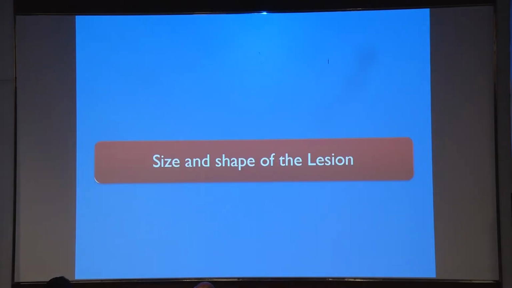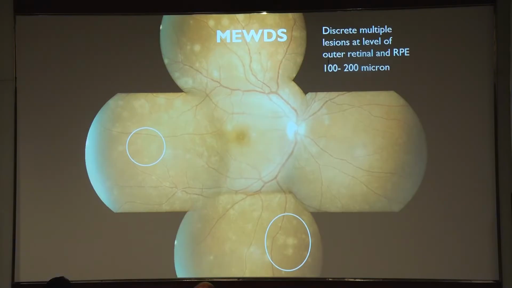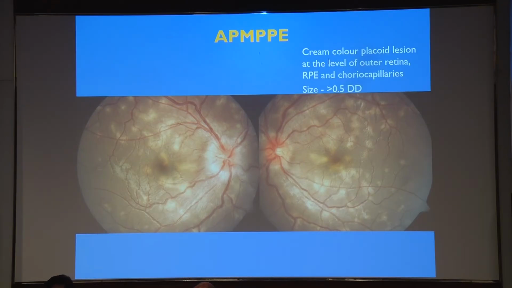Next, most important, the retinal lesions and their size and shape in these conditions. First is MEWDS, multiple evanescent white dot syndrome. The name itself explains it: evanescent, small, and multiple. These discrete lesions are at the level of the outer retina and RPE and are very small, around 100 to 200 microns. APMPPE, as the name suggests, is acute placoid. These are creamy-colored placoid lesions at the level of the outer retina and RPE, and they are more than 0.5 disc diameter in size.